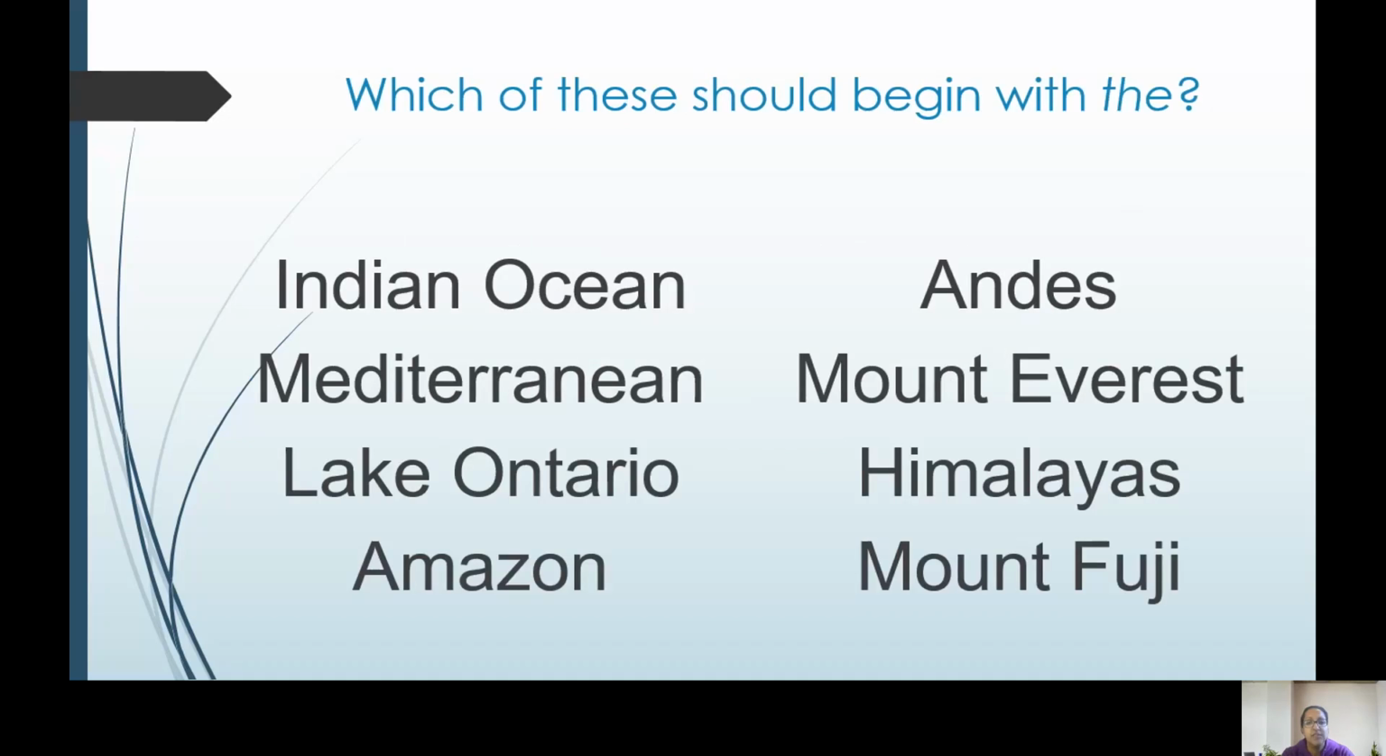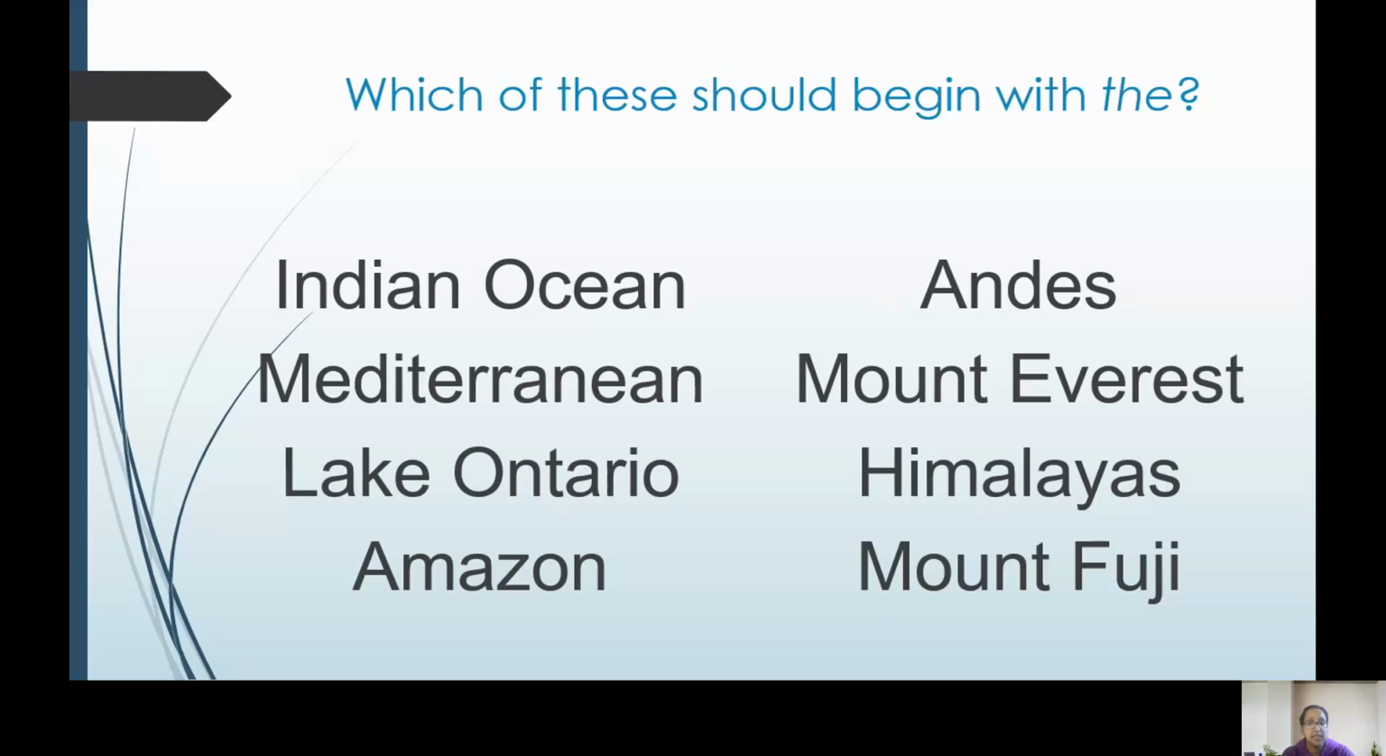Now, which of these should begin with the? Indian Ocean, Mediterranean, Lake Ontario, Amazon. So those four are bodies of water. Andes, Mount Everest, Himalayas, Mount Fuji. These are mountain areas.